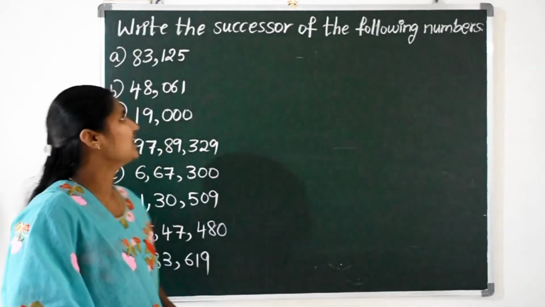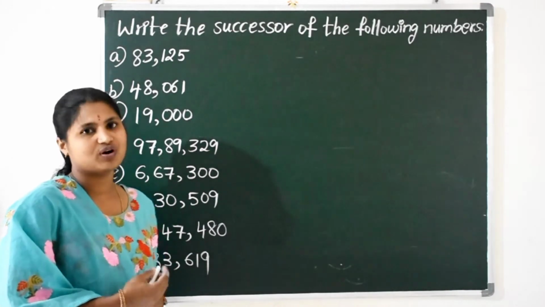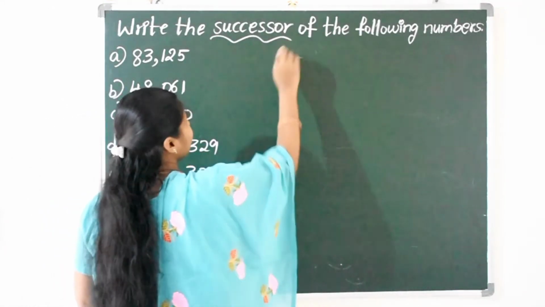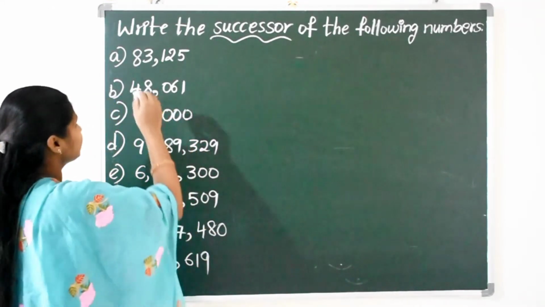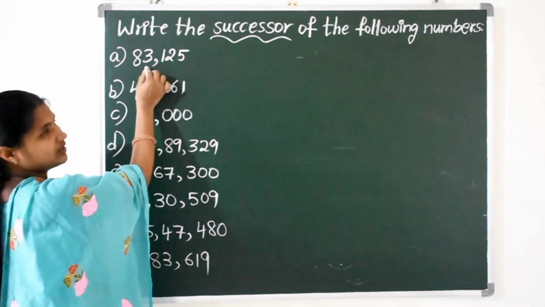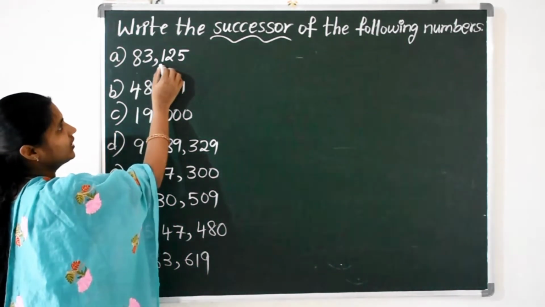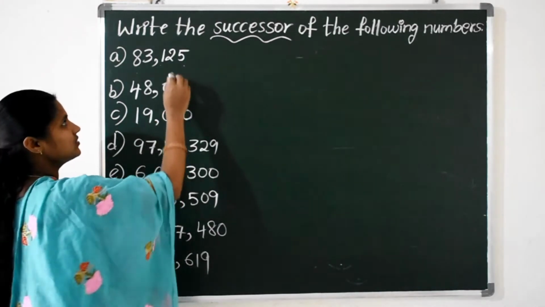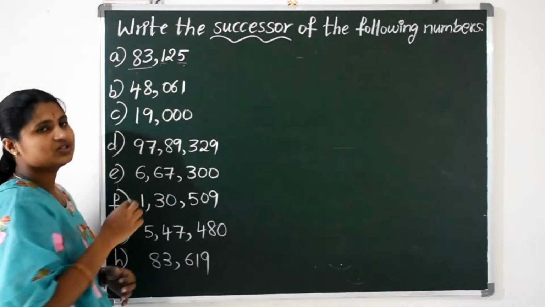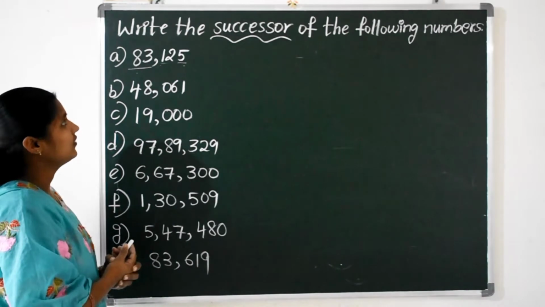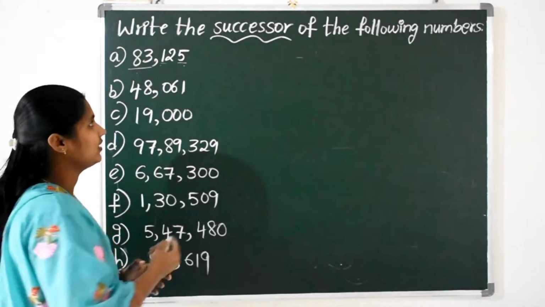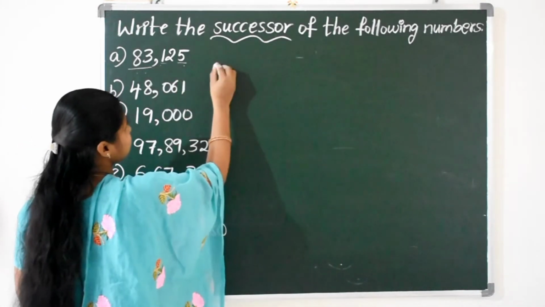Now see here, write the successor of the following numbers. What is the first one? 83,125. This is the ones place and this is the thousands place, right? Tell me children, what is the successor of this number?